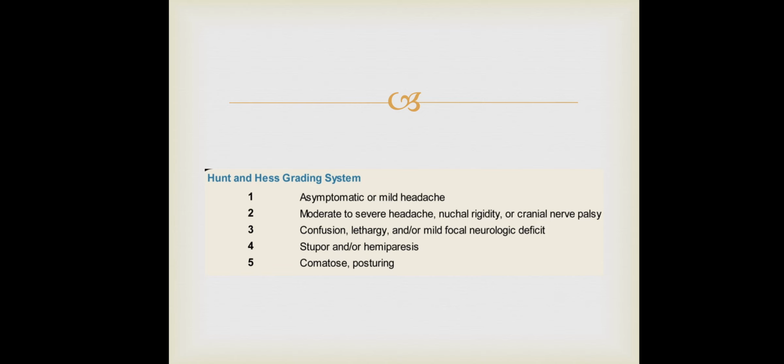Grade 2: it's not a confusion, it's a headache and nuchal rigidity, and for periphery it's just a cranial palsy or nuchal rigidity. And grade 1 is asymptomatic or mild disease, mild headache, right? This is the Hunt and Hess grading system.